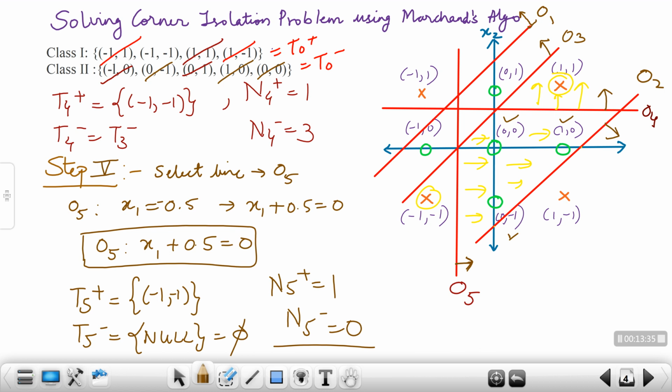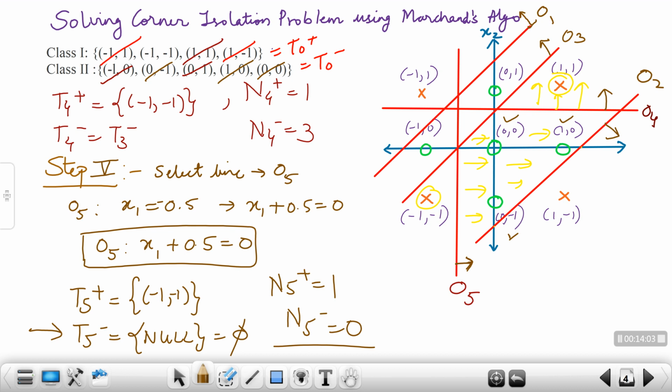So the termination criteria for Marchand's algorithm is when you reach a point where any one of the sets is a null set. So when any one of the sets becomes a null set, that is when you stop. Because of the subsets which you have got, the plus set and the minus set, or the class 1 set and class 2 set, whenever any one of them becomes an empty set, that is when you have to stop and your problem is done.